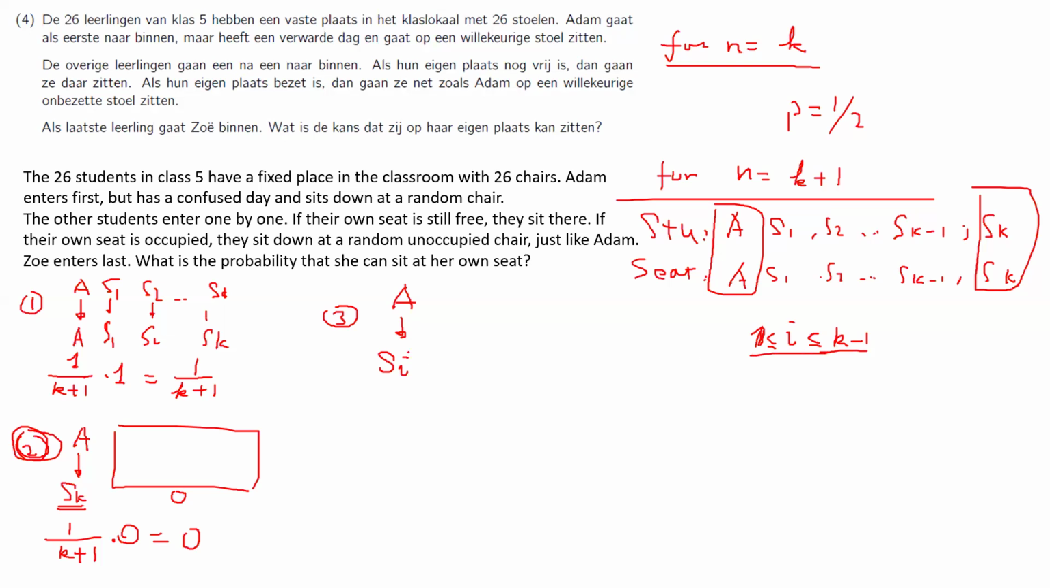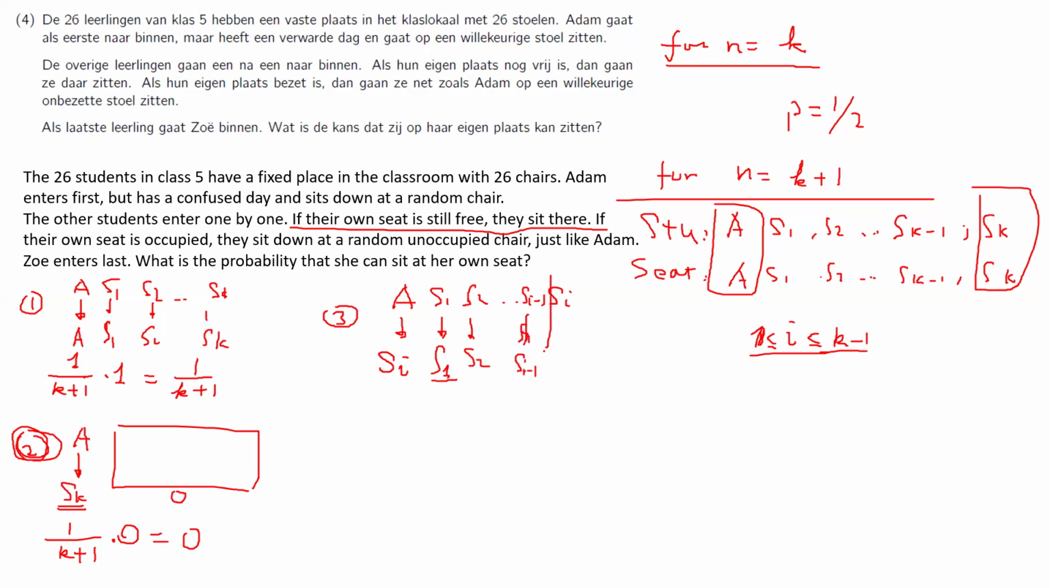So in this case, we just list the SIs here. For S1, S1 will select S1, because the S1 seat is unoccupied. S1 will select the S1 seat anyway, as we defined in the question: if their own seat is still free, they sit there, right? So S2 will select S2. There are no other possibilities until here, S(i minus 1) will select seat S(i minus 1).